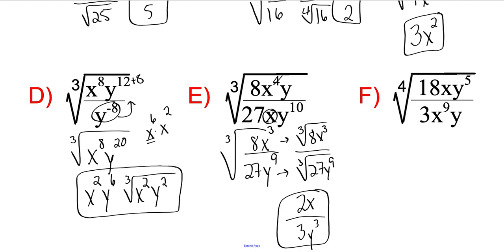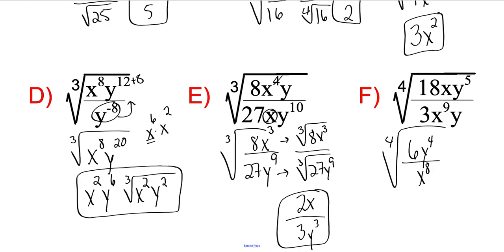So for f, same thing. Can we simplify first? Well, 3 goes into 18. We just had that on the last one. That'd be a 6 on top. Take the x's out, so that's going to be taking one from the bottom. That's where the bigger x is, so x to the 8th. And then taking one of the y's out, y to the 4th. And this is 4th root. Okay? So I cannot do anything with that 6, so that's going to have to stay there.